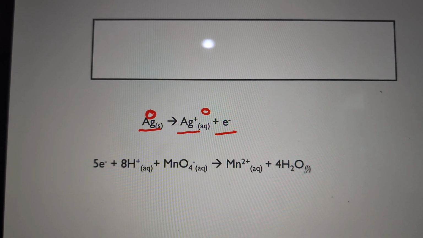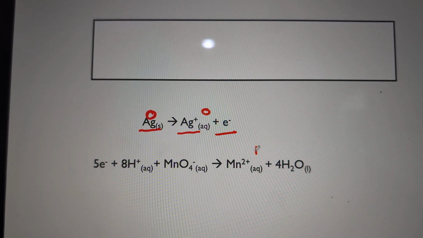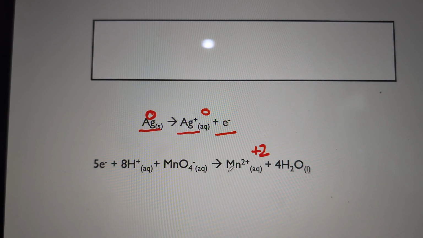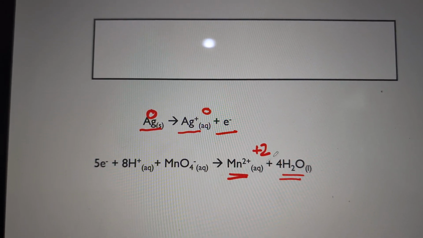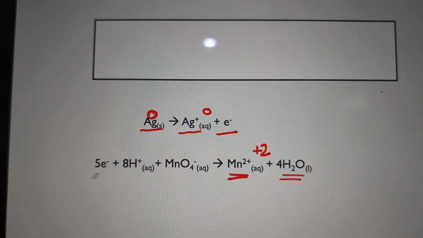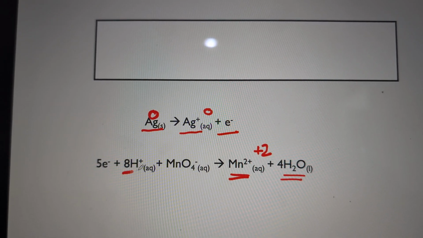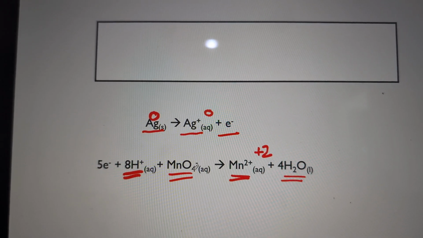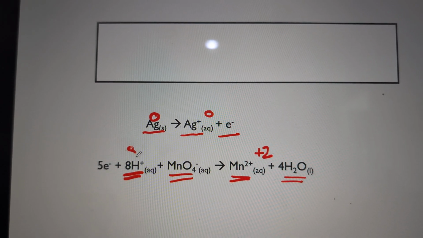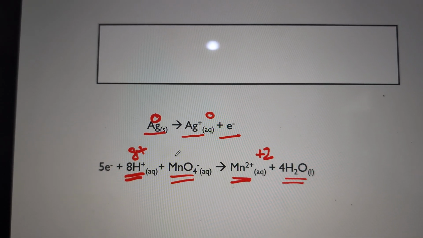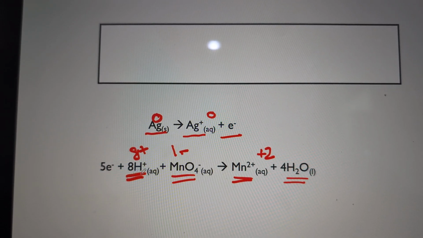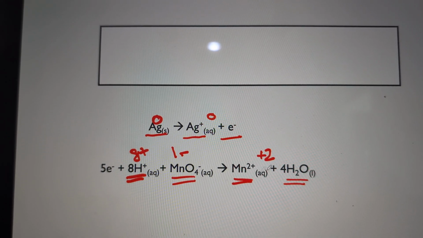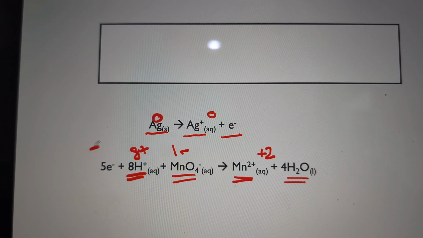So if we look on the right-hand side, you have a net charge of positive 2, right? Positive 2 from the Mn, and water has no charge, so just positive 2 altogether. Then before you look at the electrons, if you look at the charges coming from your ions, here you have positive 8, here you have negative 1. And so to balance this out and make it equal to positive 2, we'll add in 5 electrons.